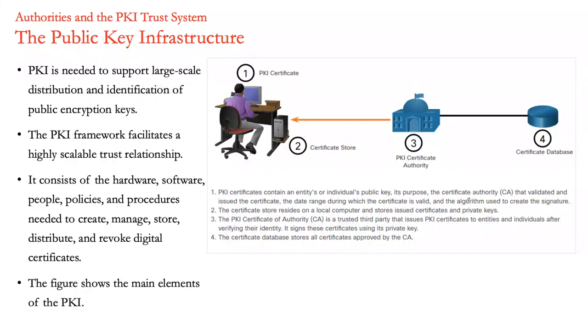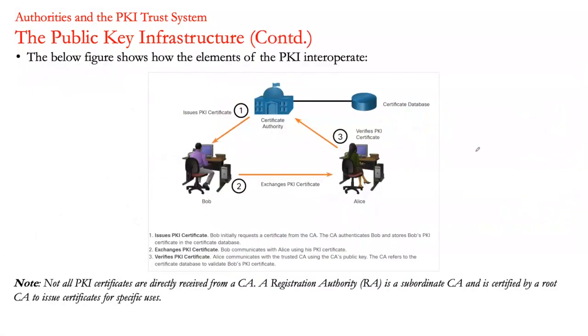So the certificate authority validates and issues the certificate, with the date range during which the certificate is valid. After that, the certificate store resides inside the local system. They can use that for the encryption purpose and the decryption purpose. And the certificate authority is the trusted third party as discussed. So this certificate database stores all certificates provided by your certificate authority. So in this diagram you can see this.